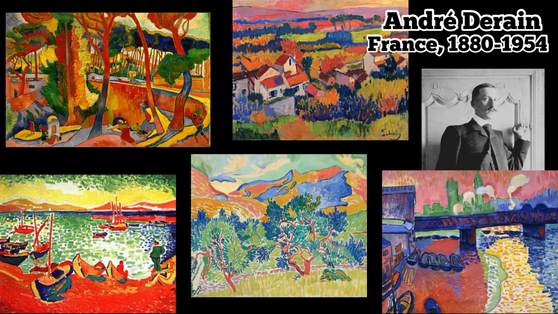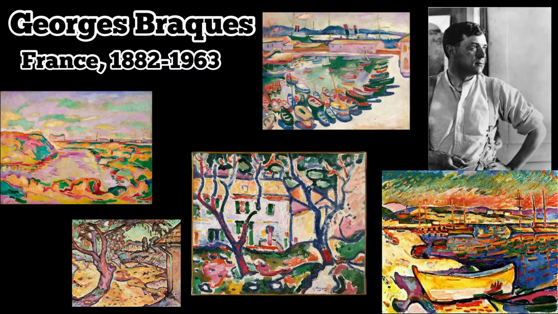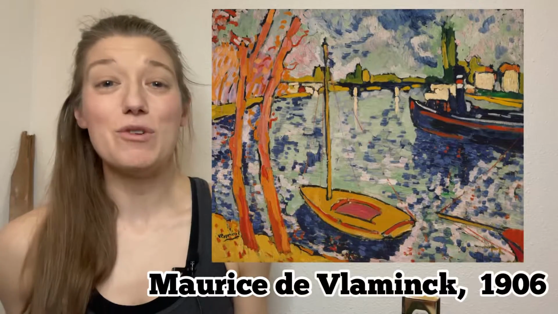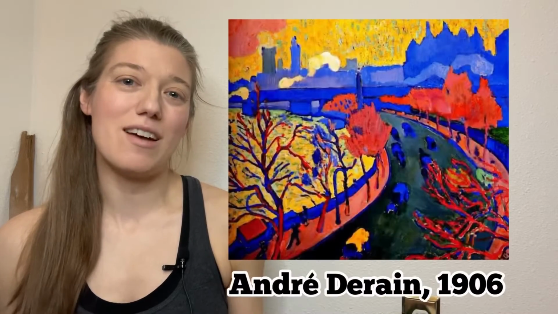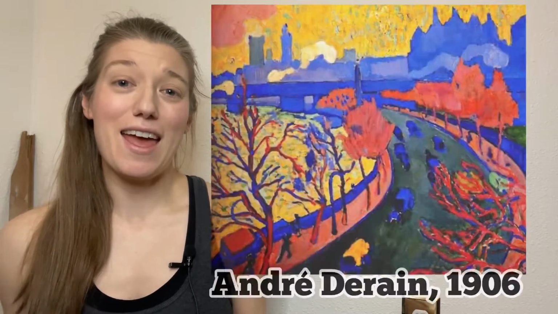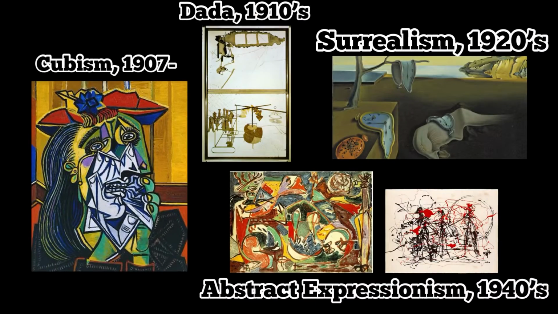Some notable Fauvist painters are Henri Matisse, André Derain, Maurice de Vlaminck, and Georges Braque. This movement only lasted for a few years, but it was important because of its uniqueness and because it paved the way for some more abstract art movements that followed.